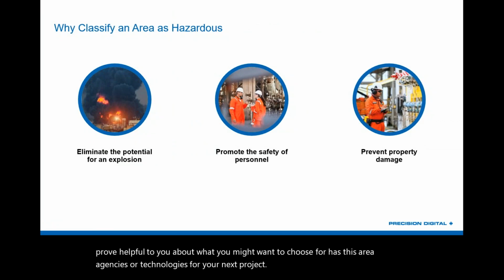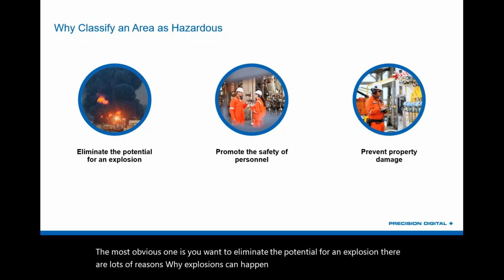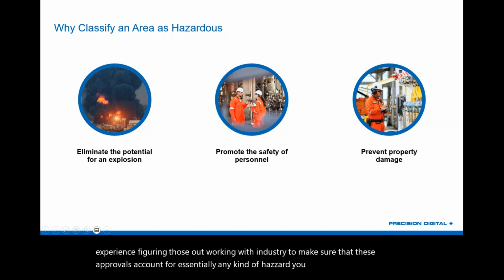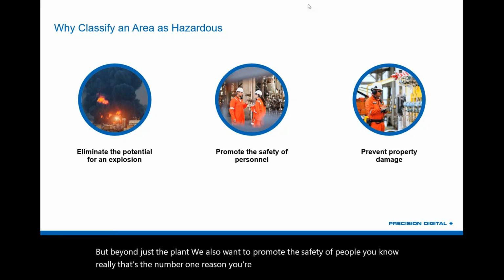So let's start with why classify an area as hazardous, right? The most obvious reason is you want to eliminate the potential for an explosion. There are lots of reasons why explosions can happen. These agencies have decades of experience figuring those out, working with industry to make sure that these approvals account for essentially any kind of hazard you might find in a plant. But beyond just the plant, we also want to promote the safety of people. Really, that's the number one reason you're doing this: you want to make sure the equipment in your plant is properly approved so that your personnel are safe.